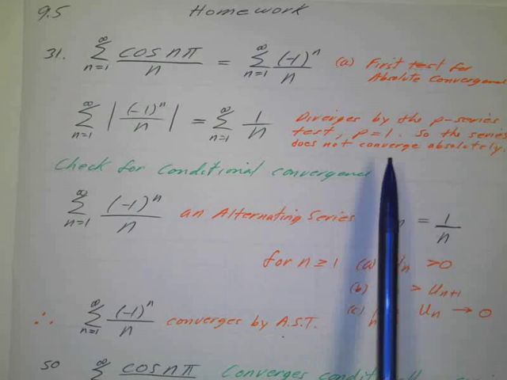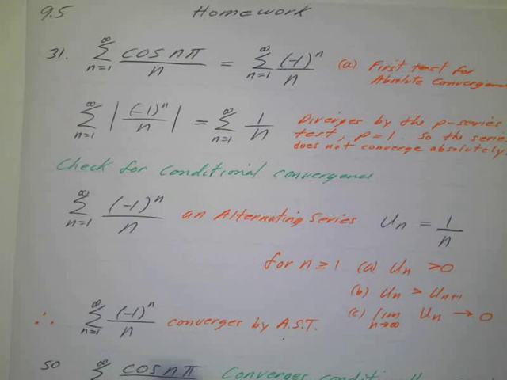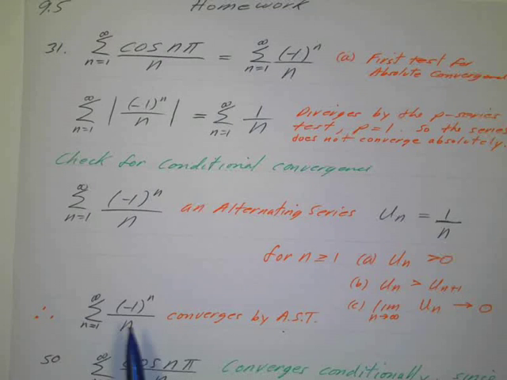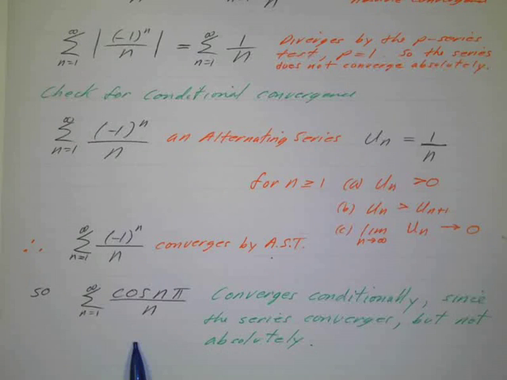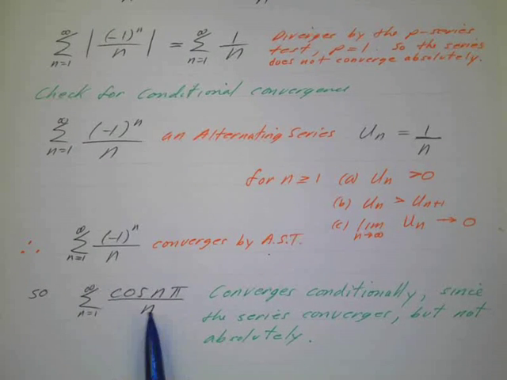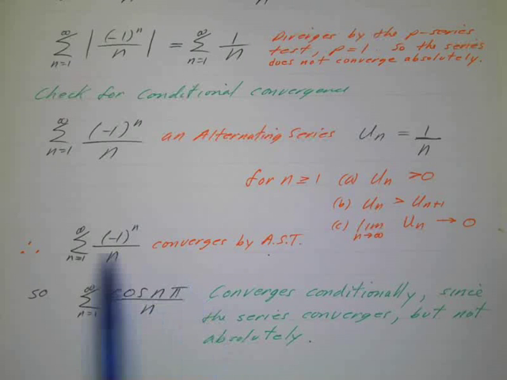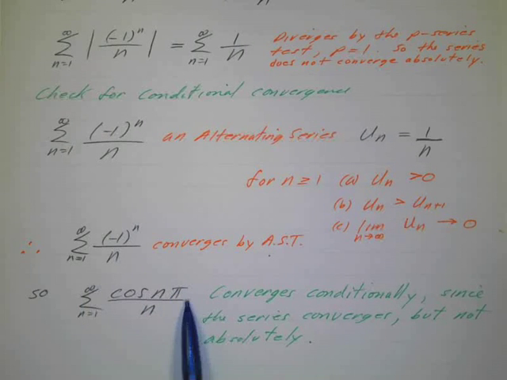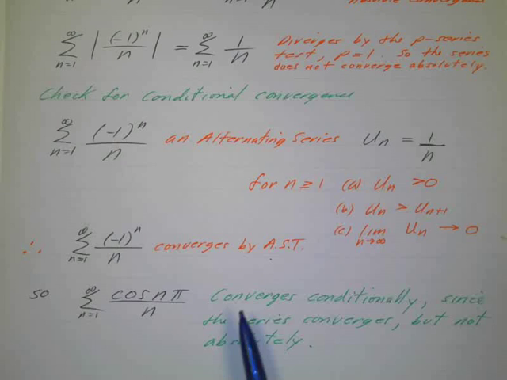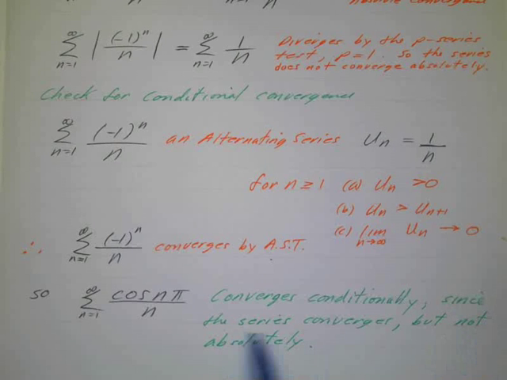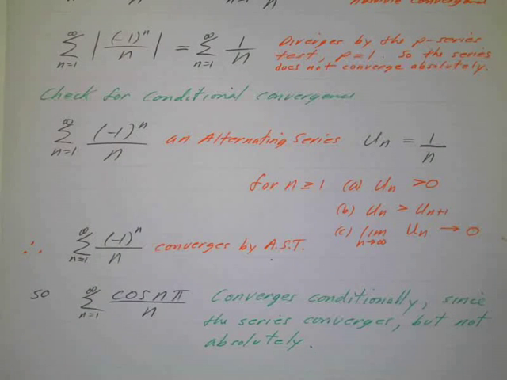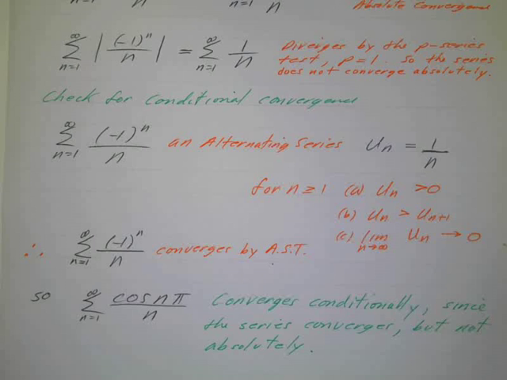All right. So it doesn't converge absolutely, but it does converge in its native form. So we can say that our original series, which is described by this series, converges conditionally, since the series converges but not absolutely. So that's what conditional convergence is. That means it converges but not absolutely.